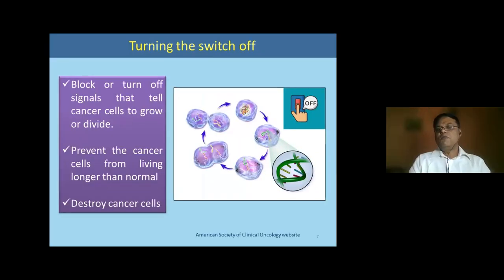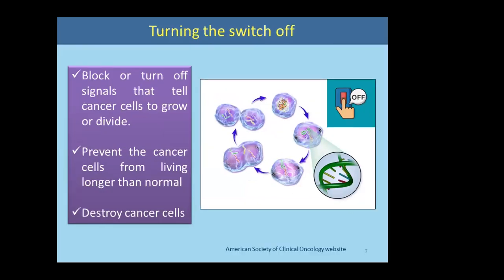So if we want to stop this cell division for cancerous cells, what do you need to do? Either you have to block or turn off the signals that tell the cancer cell to grow and divide, or you prevent the cancer cells from living longer than normal. Cancer cells are like immortal. They don't get destroyed easily. So you have to kill them in some way or other, or you have to surgically remove them from the body. That is the way.